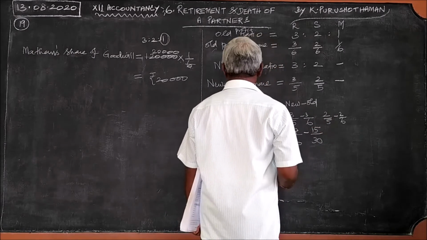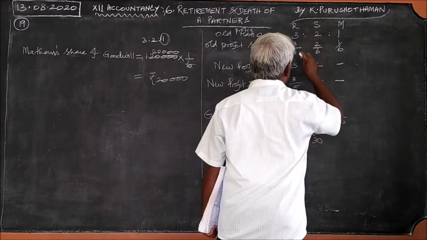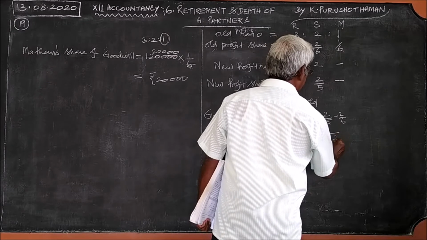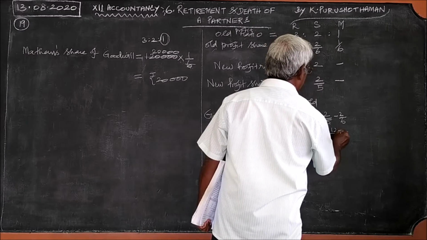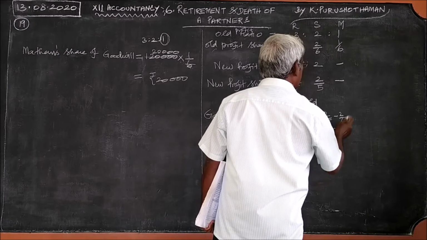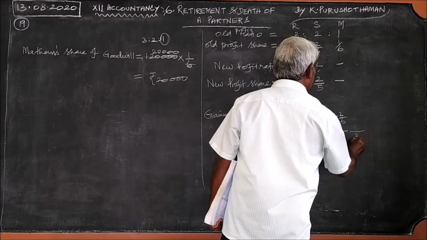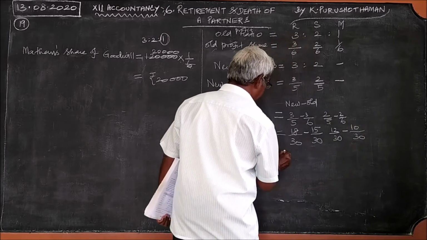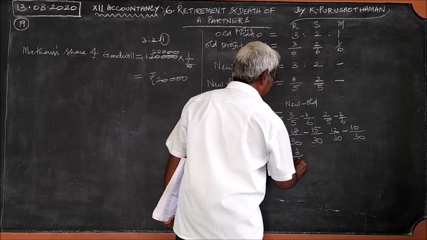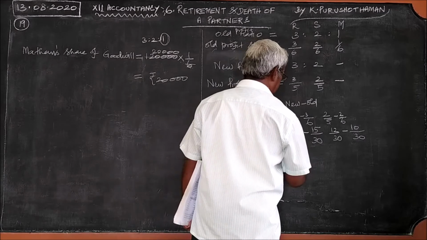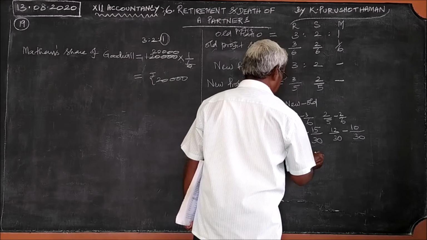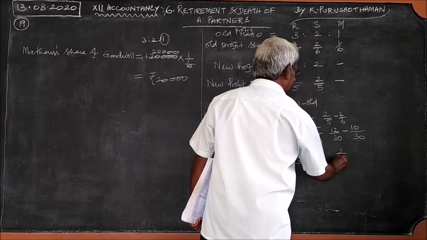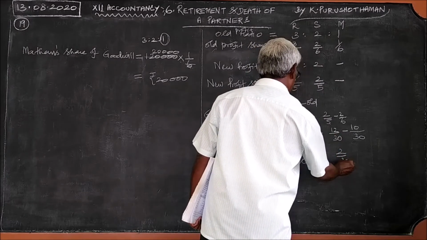Then for Satish, the same thing. 6 5s are 30, 6 2s are 12, minus 5 6s are 30, 5 2s are 10. Now you can simplify: 3 by 30, and here it is 2 by 30.